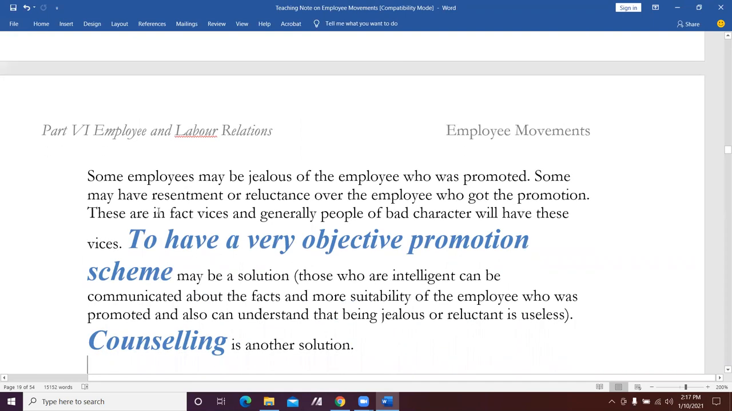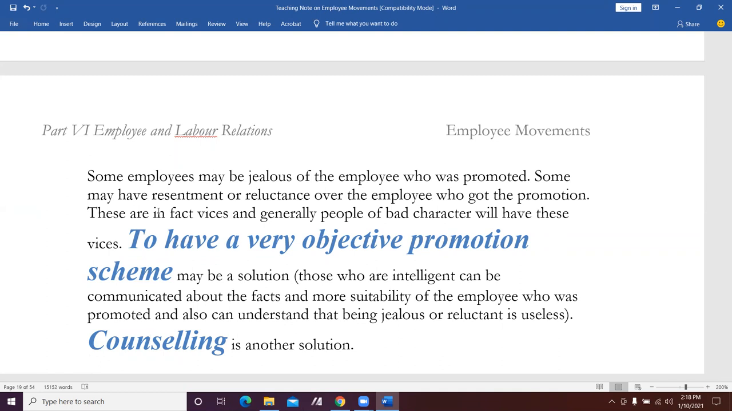So one strategy is to have a very objective promotion scheme. Assume there is only one vacancy, and one person was promoted. If the majority of people understand that that person is the right person, the best and most suitable person for the promotion, because of the objective promotion scheme, then hopefully we can reduce the number of people suffering from this vice. Another one is counseling.